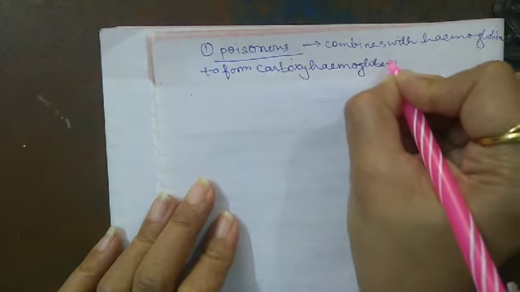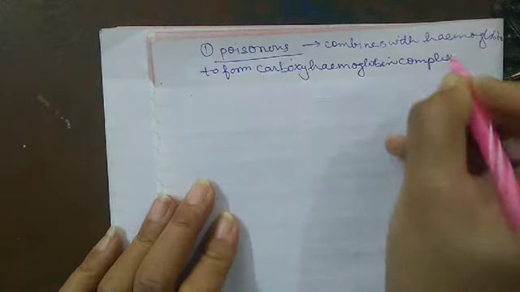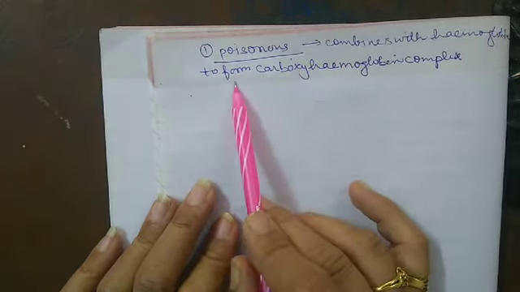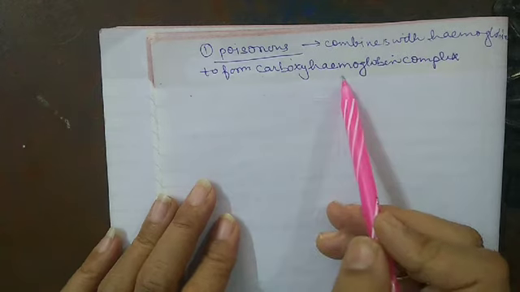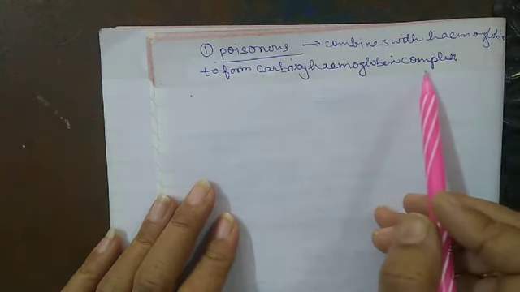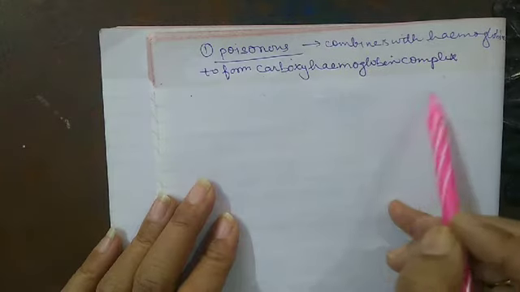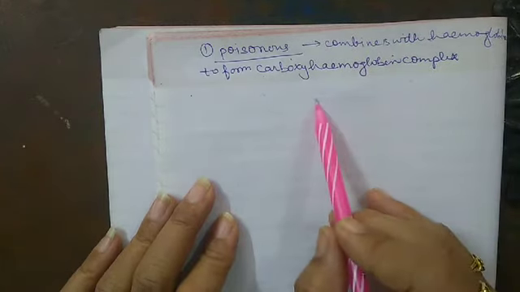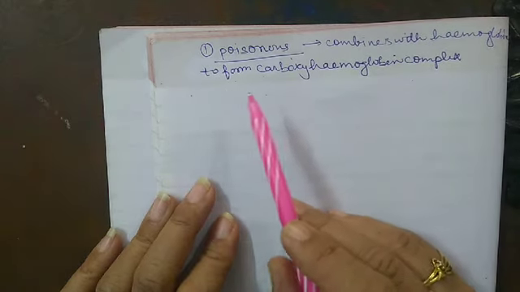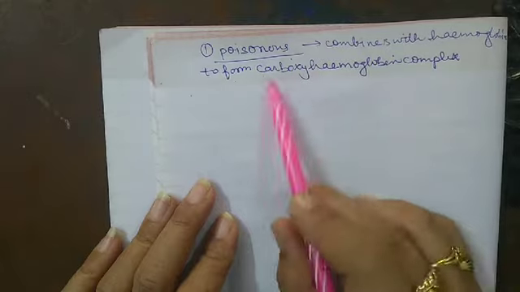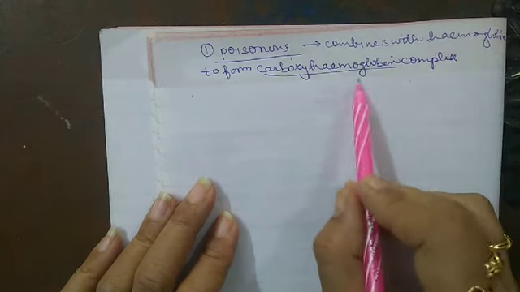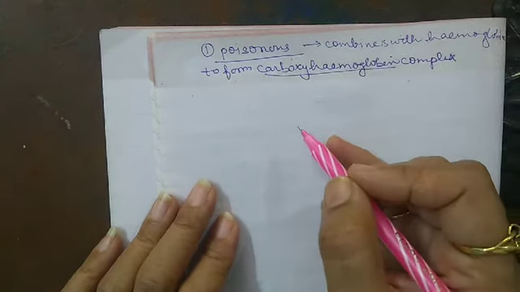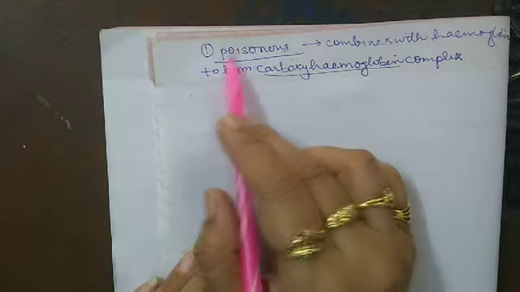Carboxyhemoglobin complex. Carbon monoxide combines with the hemoglobin present inside our body and forms a carboxyhemoglobin complex, which is about 300 times more stable than the oxyhemoglobin complex, and is not capable of absorbing oxygen. As a result, suffocation takes place and it may lead to death. So this is another chemical property, the poisonous nature.